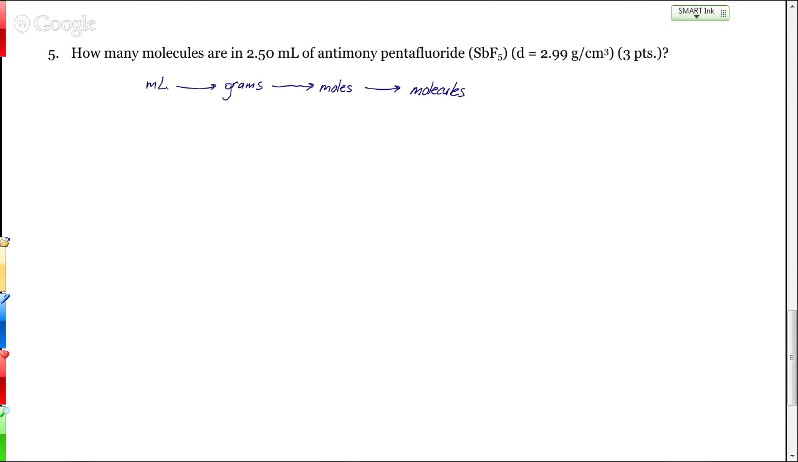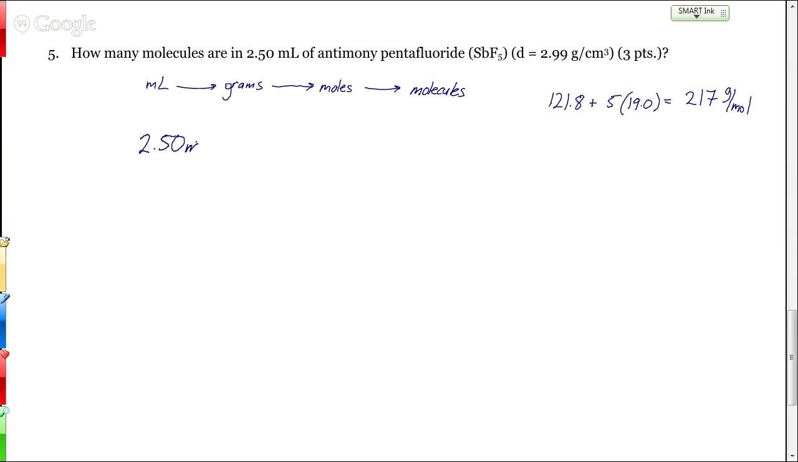We need to know the molecular weight, or the molar mass, of antimony pentafluoride. So that's going to be 121.8 plus 5 times 19.0. It's going to be 217 for antimony pentafluoride. So that means that our whole plan here is going to look like this.